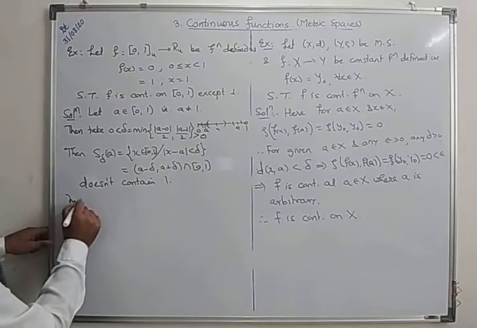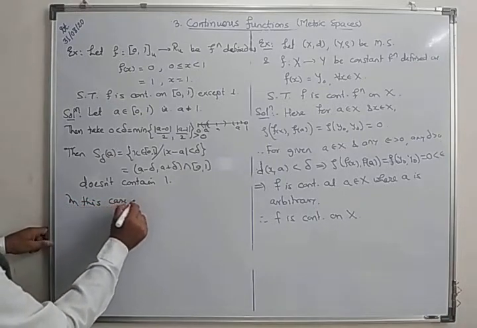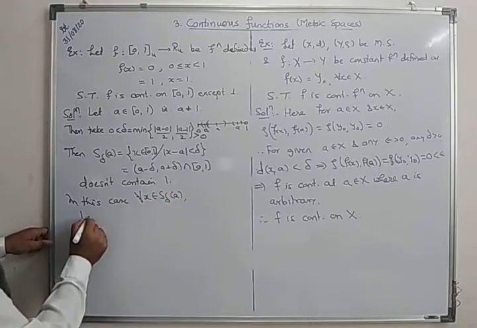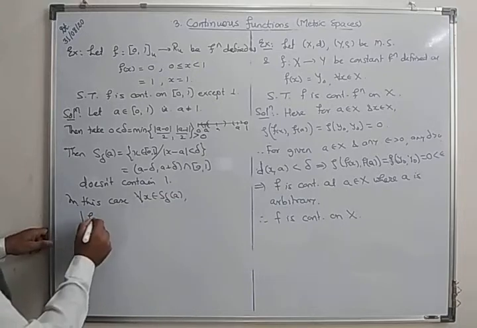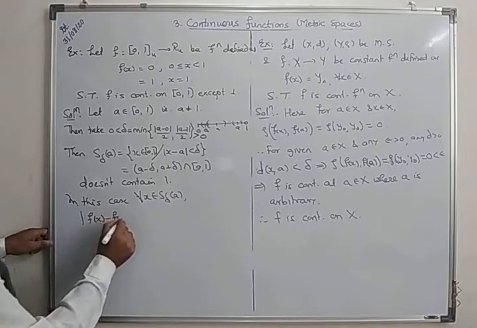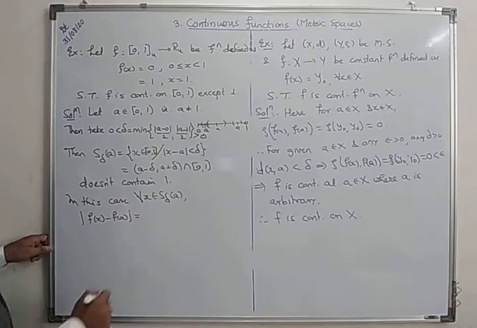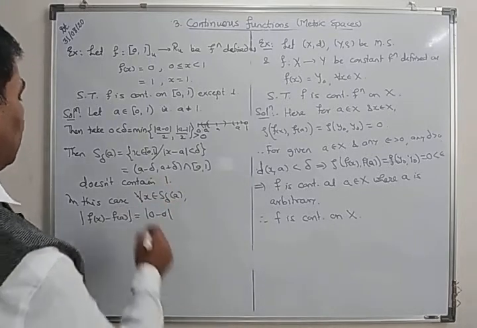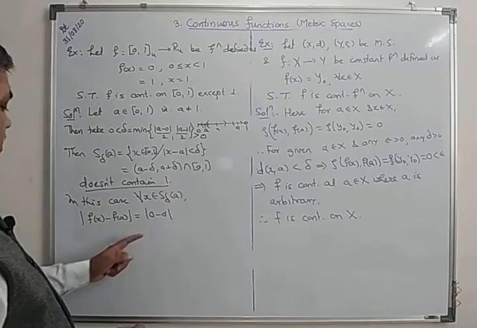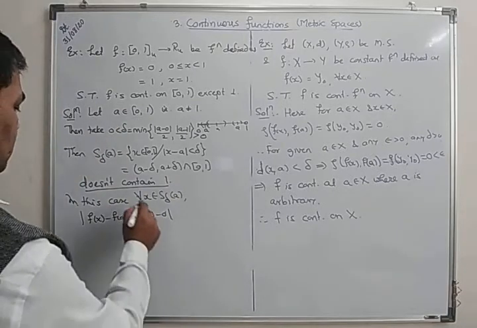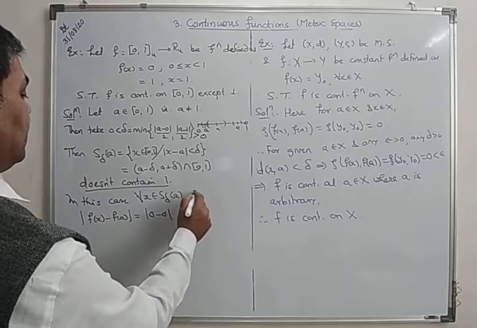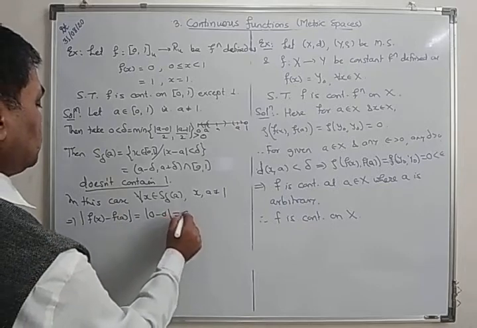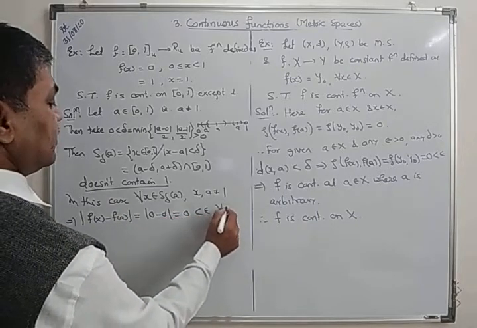In this case, for any x belongs to S delta A, mod of fx minus fa is equal to mod of 0 minus 0, because x is not 1, a is not 1. For x belongs to S delta A, x and a are not 1, implies mod fx minus fa is equal to 0, less than epsilon for any epsilon greater than 0.